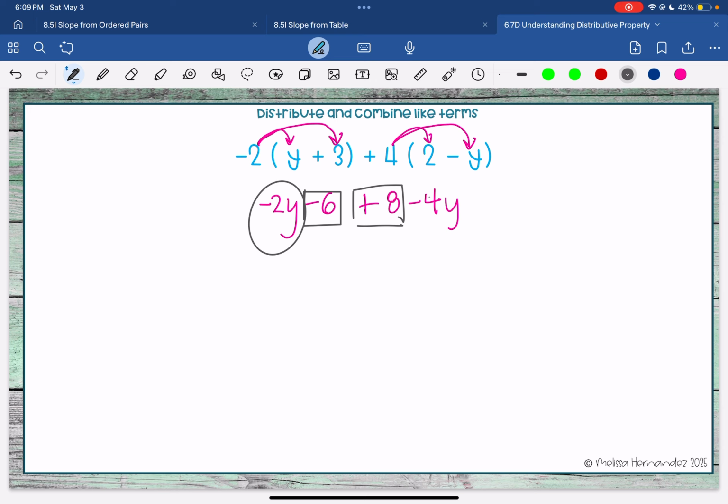So that is a like term with the negative 2y because it has a variable of y and the same exponent, which there isn't one. It starts adding them in algebra. All right, negative 2y minus 4y is negative 6y. And then negative 6 plus 8 is plus 2. We're done. So in this case, we distributed and we combined like terms, and this is as far as we can go. Just keep in mind, all of these fancy words just mean simplifying expressions. These are equivalent expressions.